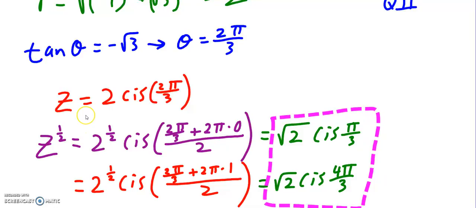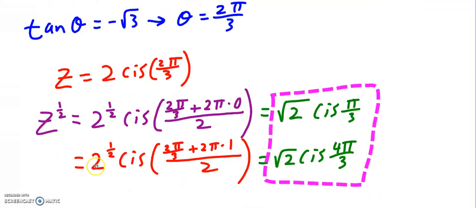So now if I want to take the square root of this, the square root of z is going to be the square root of 2 CIS of 2 pi thirds plus 2 pi times 0 over 2, and the square root of 2 CIS of 2 pi thirds plus 2 pi times 1 over 2. So here k was 0 and 1 because I was finding the two square roots. 2 pi thirds plus 2 pi times 0 over 2 gives me pi thirds, and 2 pi thirds plus 2 pi times 1 over 2 gives me 4 pi thirds. 2 to the 1/2 is just root 2.